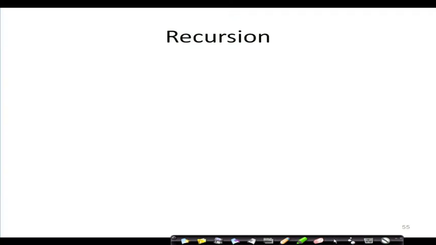Today we will be discussing a new concept of programming, which is very interesting, but possibly not very familiar to you, that is known as recursion. You know repetitions, how they are implemented in C programming.